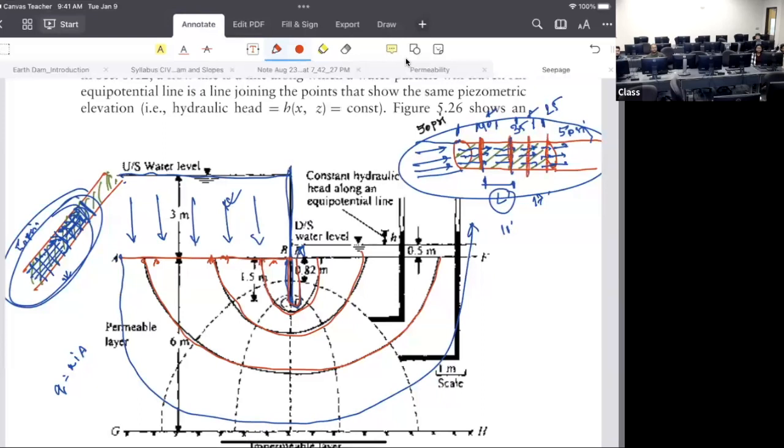Head loss, right? So let's say this is our pipe. In this pipe, what will happen? Head loss. So let's say in this pipe, there will be some kind of head loss, right?